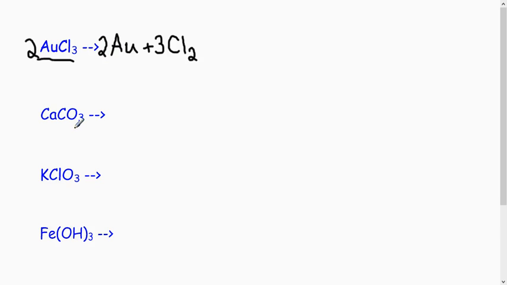Next we have CaCO3. That has more than 2 elements, so it needs to be one of the other types. It has a CO3, so it's a carbonate. Carbonates decompose into oxides, which means I need to put the first element with oxygen, crisscross the charges. Calcium is +2, oxygen is -2, and my other product will be carbon dioxide.